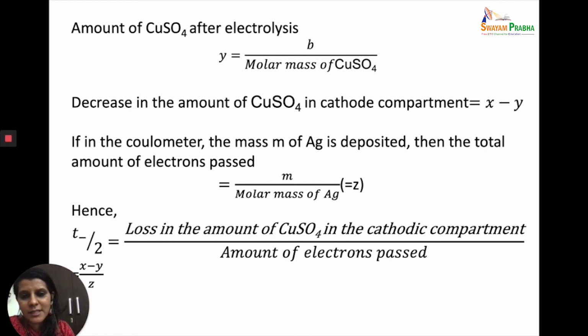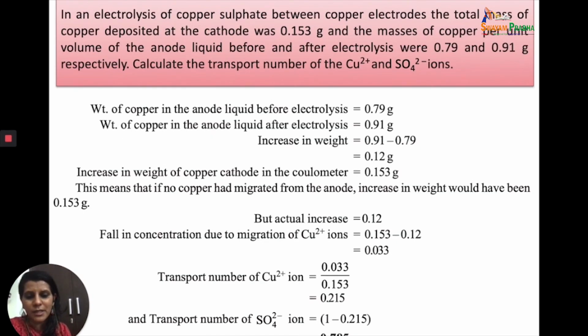Now let us study and understand this with respect to a numerical, so that our understanding is not just theoretical. We have to understand how this experiment is performed. In an electrolysis of copper sulfate between copper electrodes, the total mass of copper deposited at the electrodes was 0.153 gram, and the masses of copper per unit volume of the anode liquid before and after electrolysis were 0.79 and 0.91 grams. Calculate the transport number of the copper 2 plus and SO4 2 minus ions. Very simple, let's try and understand.